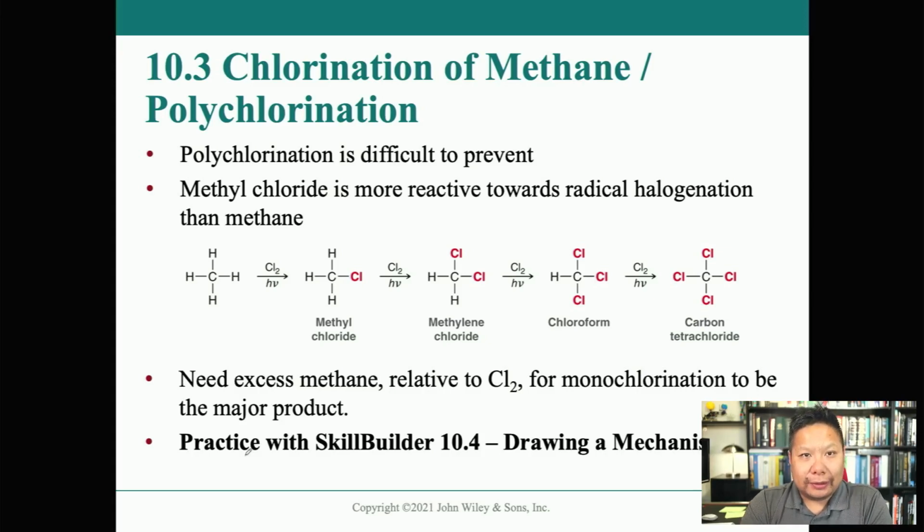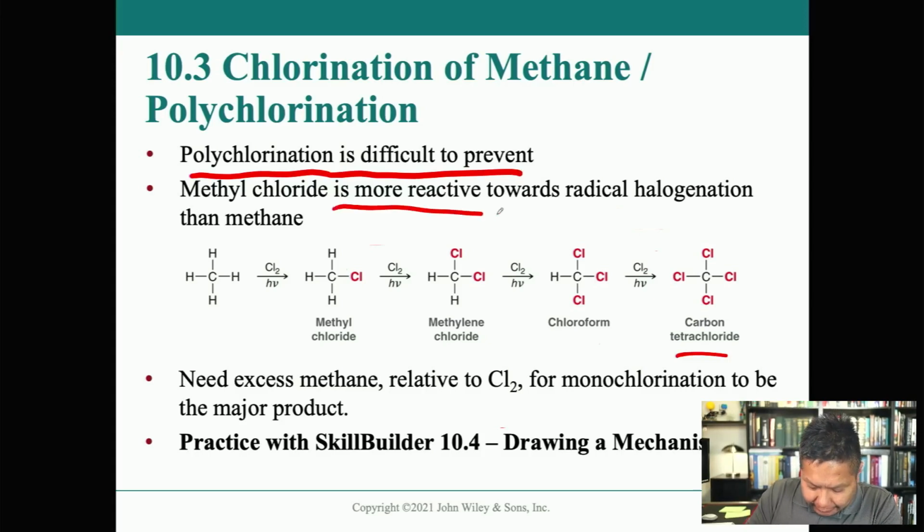So you can use this then. Sorry, let me say that again. Polychlorination is difficult to prevent. What that means is overchlorinating the methyl, changing out all of the hydrogens through hydrogen abstraction and replacing them all with chlorines, and then you'll get this thing called carbon tetrachloride. Methyl chloride is more reactive towards radical halogenation than methane.